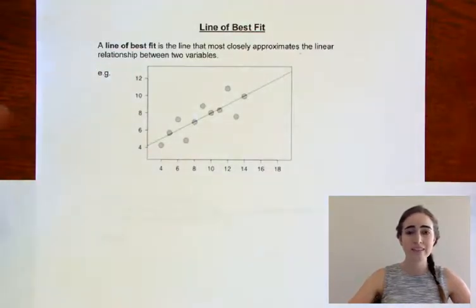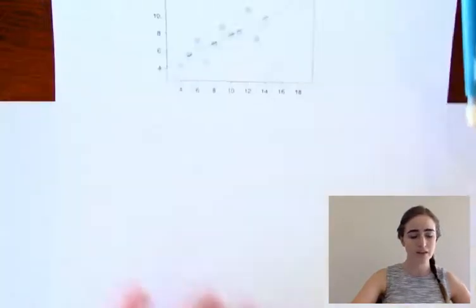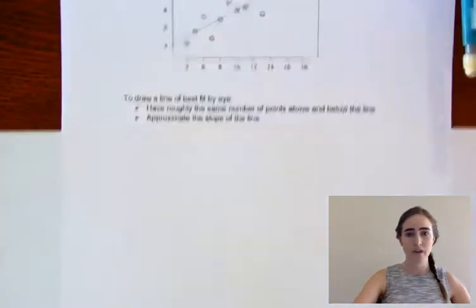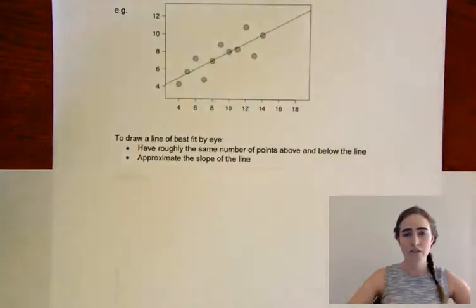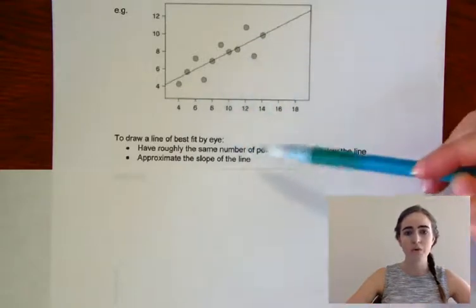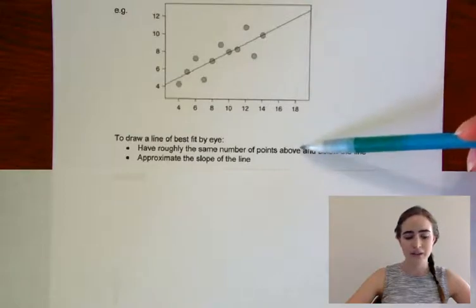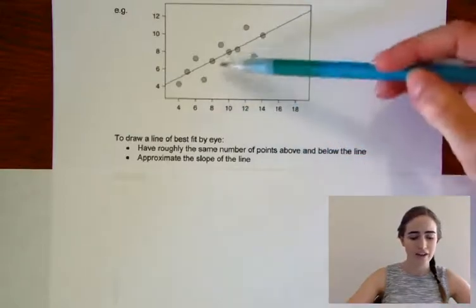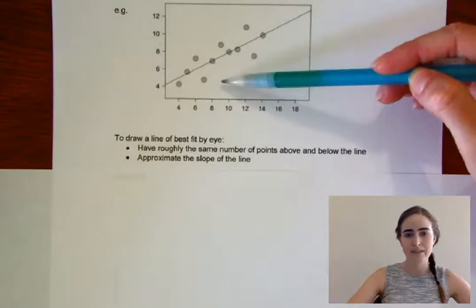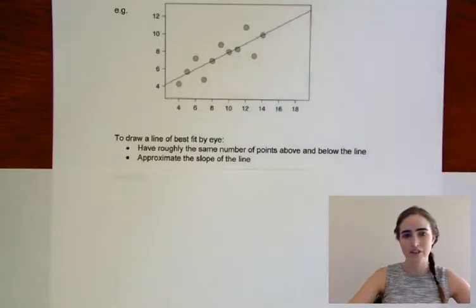The one that we're going to look at in this video is doing it by eye, so by looking at the data and approximating where it goes. To draw a line of best fit, there are two things that we want to do. We want to have roughly the same number of points above the line as below the line, and we want to approximate the slope of the line. So we don't just want to split it in half, as this point says, and have our line coming up here somewhere, because that's not approximating the slope of that linear relationship.